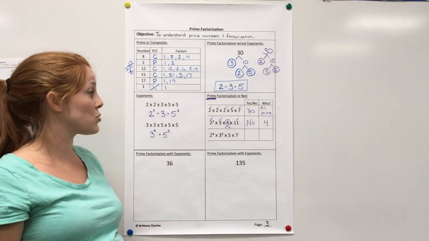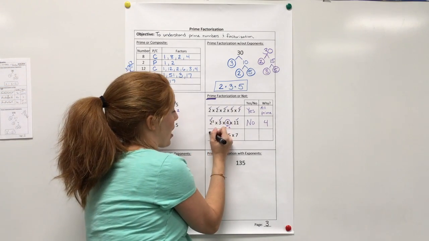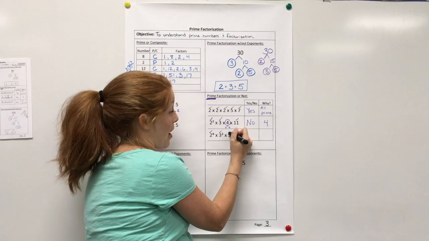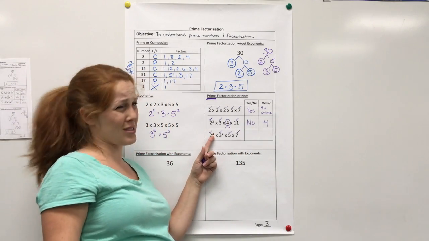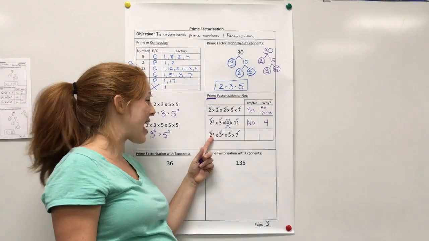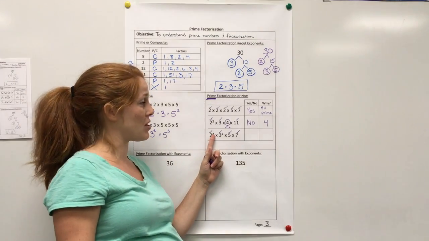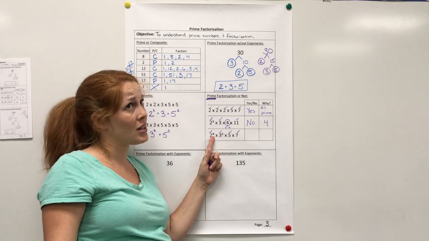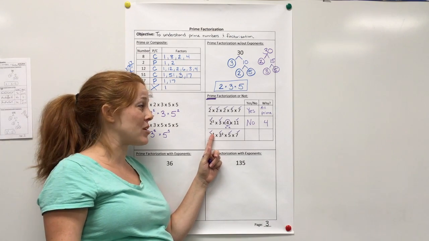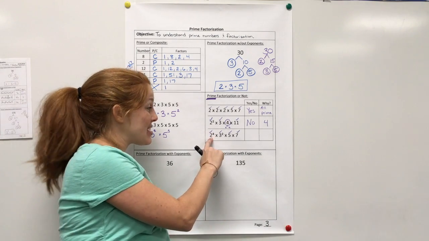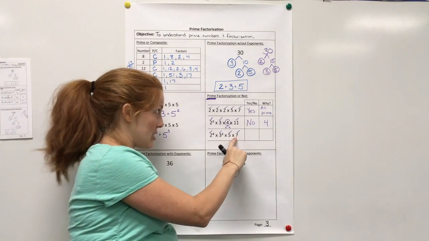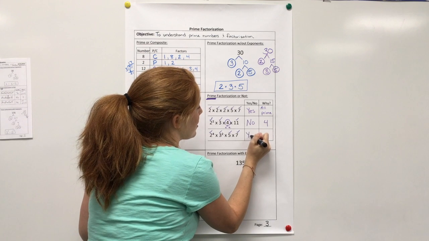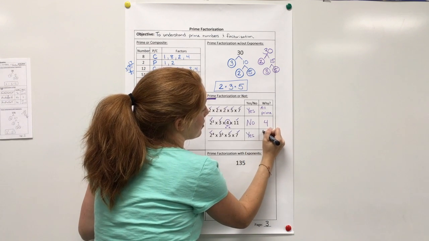All right, and the last one, well, I have 2 is prime, 3 is prime, 5 is prime, and 7 is prime. What about this 4 though? Because this has a 4 too. Does the exponent matter? Does it matter if the exponent is composite? No, because remember, the exponent is just showing you how many times this is repeated, which is a 2, and that's prime. So this is a prime factorization. Yes. Why? All prime.